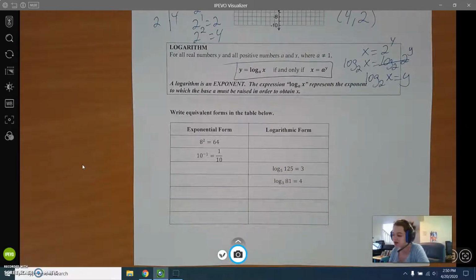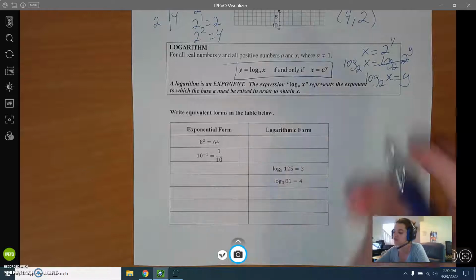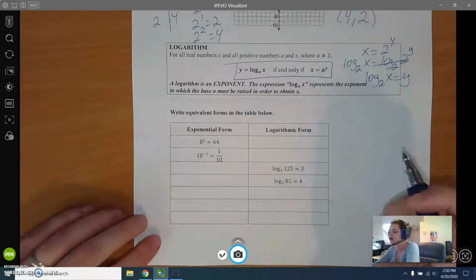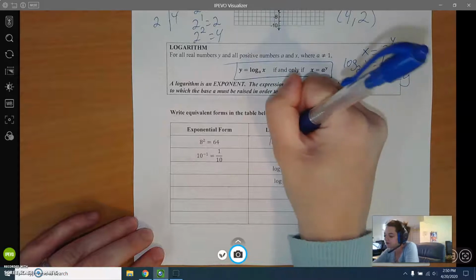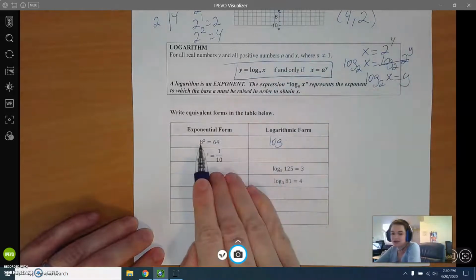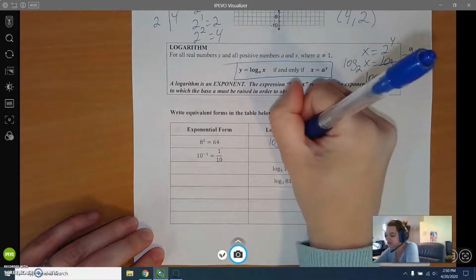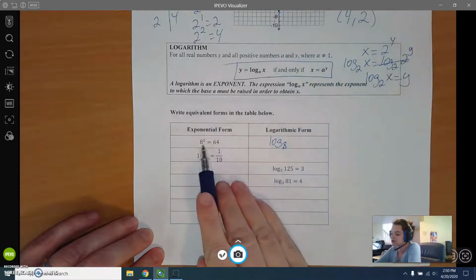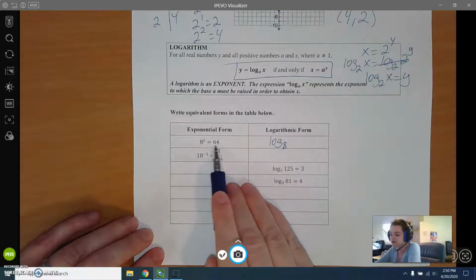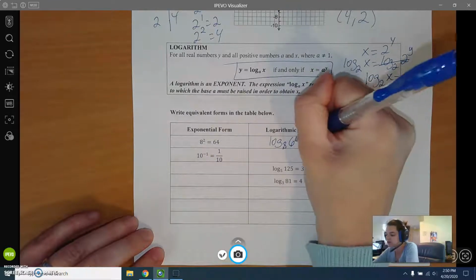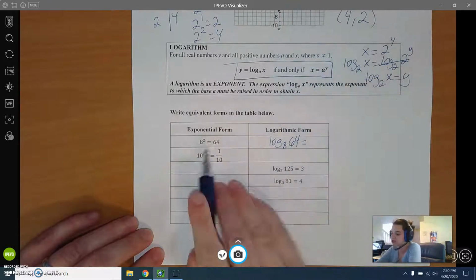So the first one I have is 8 squared equals 64. So in log form, my base would be 8, just like 8 is the base of my exponential. It's going to be log base 8 of 64 equals my exponent, which is 2.